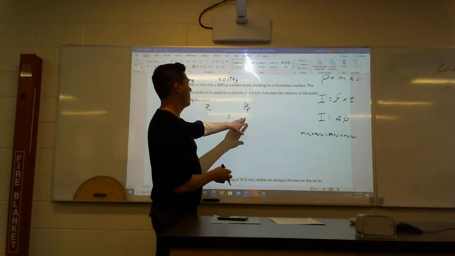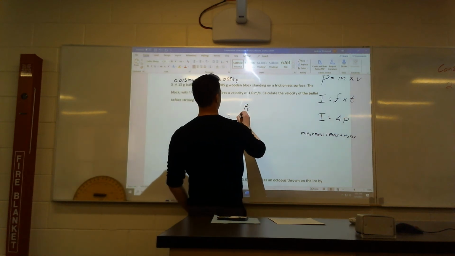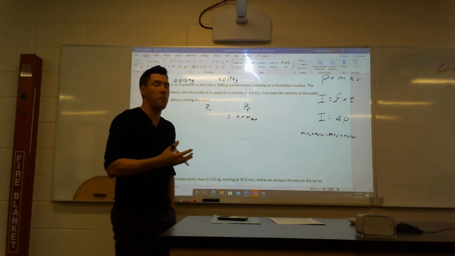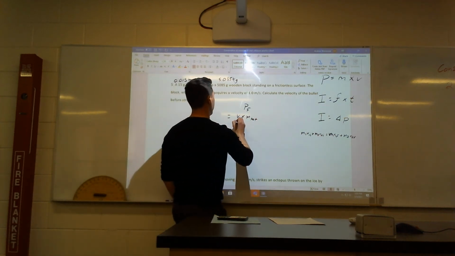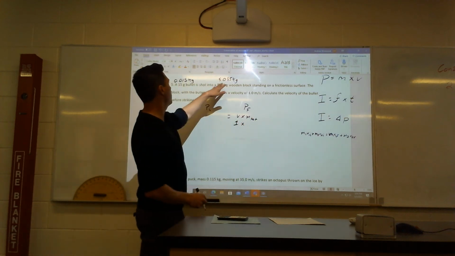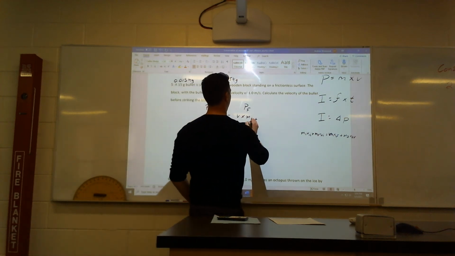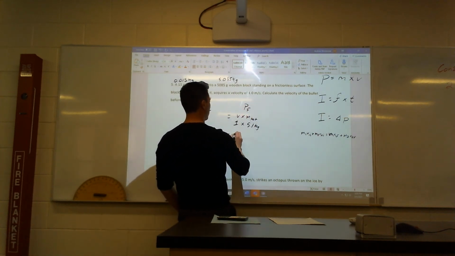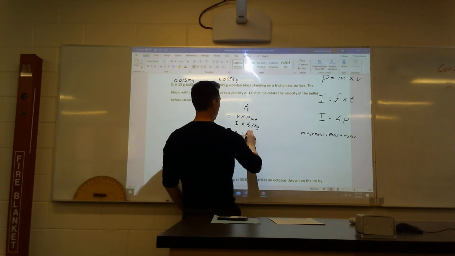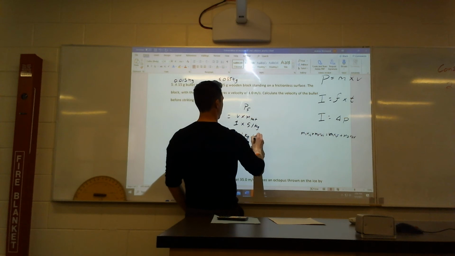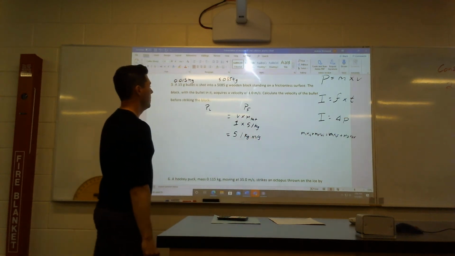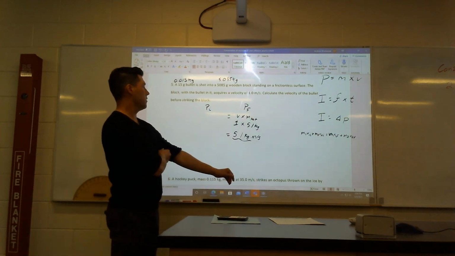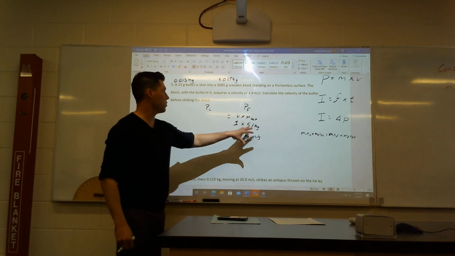So when this happens, to get this, we have velocity multiplied by total mass. Okay, what's the total mass of both of them together? Our velocity is 1, and if I add these two up together, I get a mass of 5.1 kilograms. Okay, and so I know that my momentum after the collision is 5.1 kilograms meters per second. All right. So this is my after.